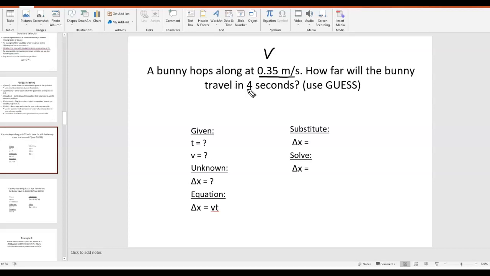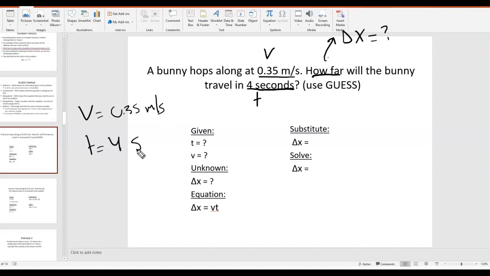Then I see something else that has units, 4 seconds. Okay, what is measured in seconds? Well, that's time. Now the question says how far. Questions about how far or how high are always going to be about displacement. Okay, so if you have a question about how far something traveled, that's always going to be about displacement. Okay, so this is my unknown. So if I'm using GUESS to solve the problem, what I'm writing down is v equals 0.35 meters per second and t equals 4 seconds.